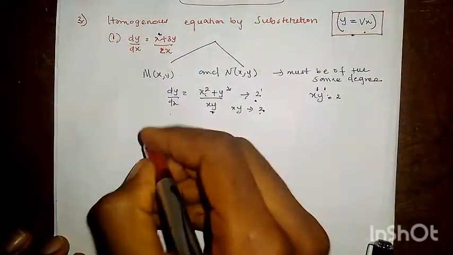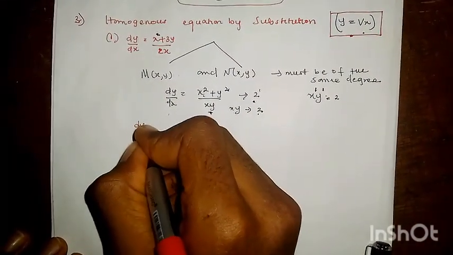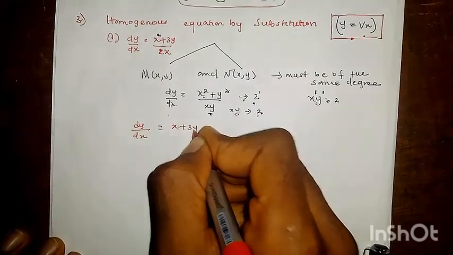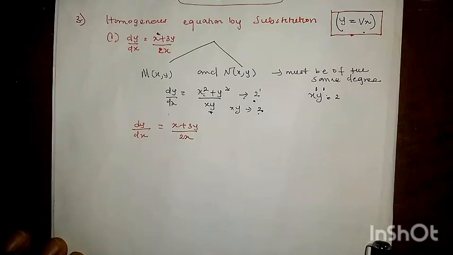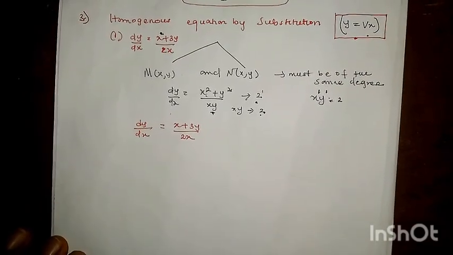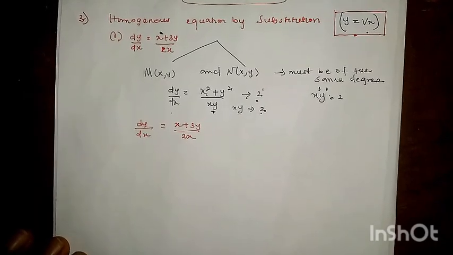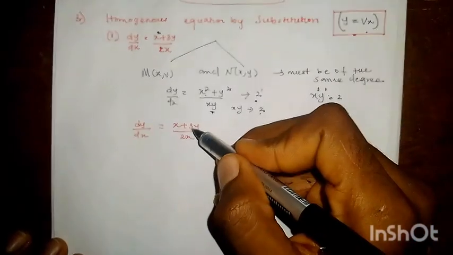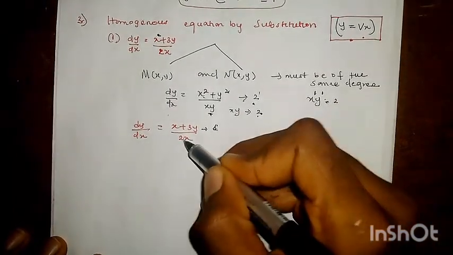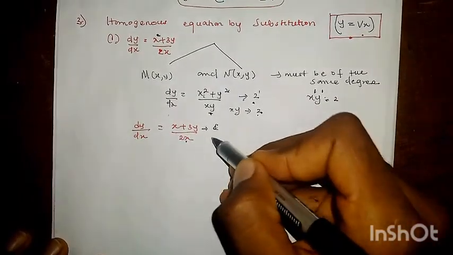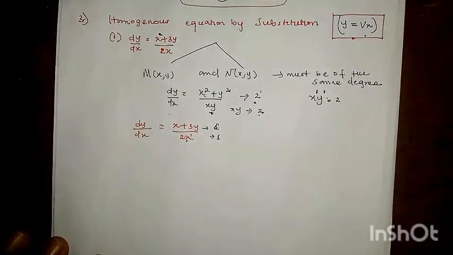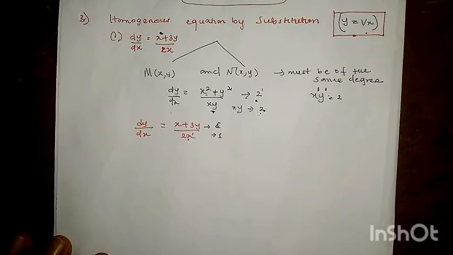So now, let's take this example: dy over dx is equal to (x plus 3y) over 2x. Now, we have to solve this. Your first step is to identify if it is a homogeneous equation. Looking at x plus 3y, this is of degree 1. The same goes for 2x, which is also of degree 1, because x is of degree 1. So these two are of the same degree, and basically, they are homogeneous.